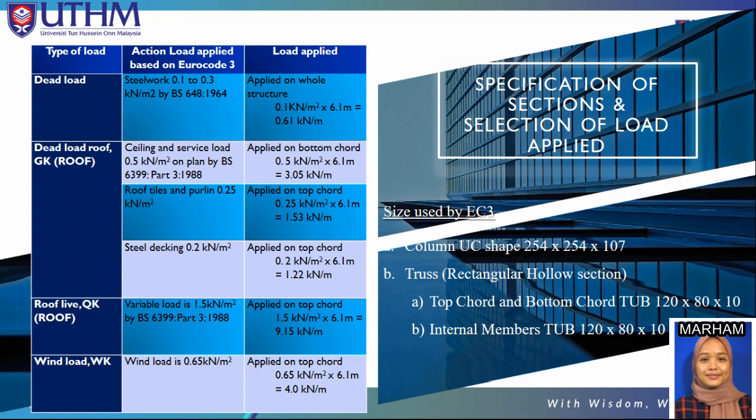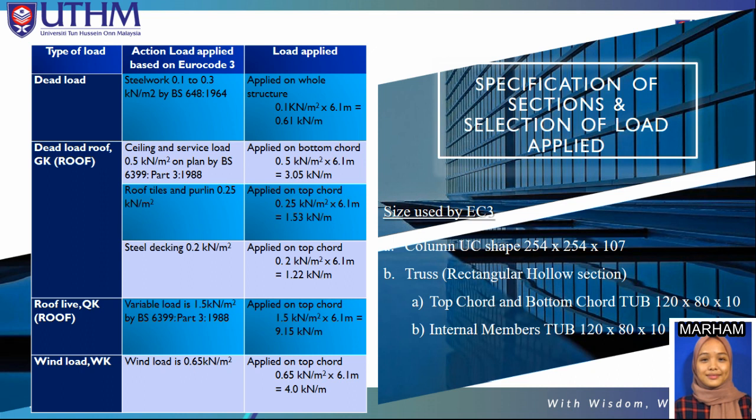I will present about the specification of sections and selection of load applied on our Step Pro. We have dead load which applied on whole structure is 0.61 kN per meter. For our dead load roof, we have ceiling and service load which apply on bottom chord is 3.05 kN per meter. Roof tiles and purlin applied on top chord is 1.53 kN per meter. For steel decking which apply on top chord is 1.22 kN per meter.